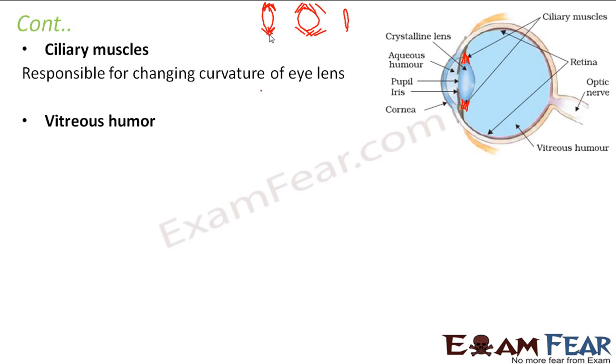Next is the vitreous humor, which is a jelly-like fluid which holds the spherical shape of the eye. If you see, this entire area of the eye is made up of vitreous humor. This jelly-like fluid maintains the more or less spherical shape of the eye. Here I have shown you the side view, because from the side view only you can see each of the components. From the front view, you do not see all the components.